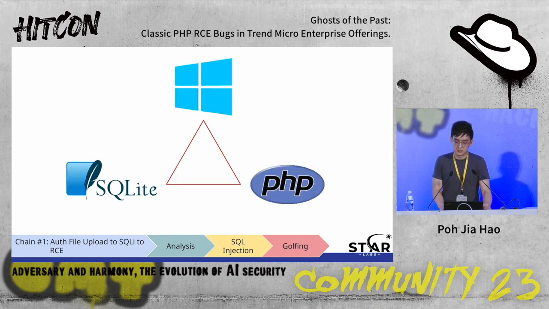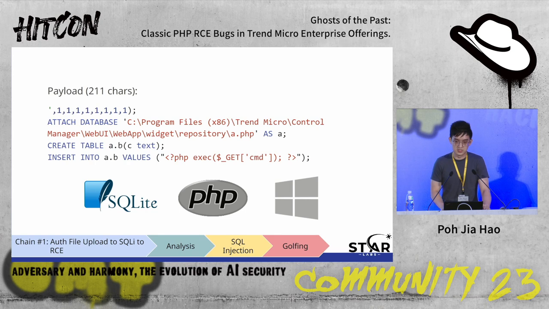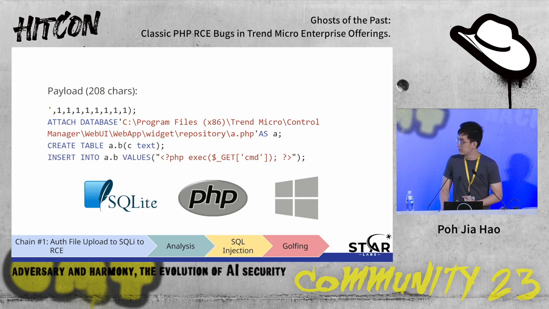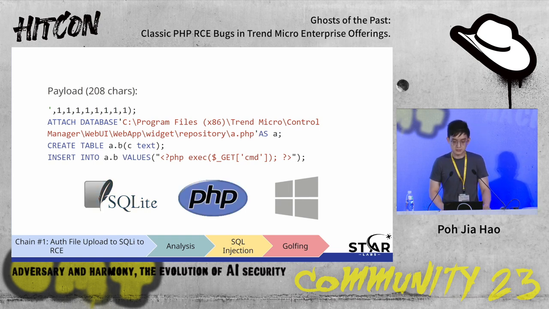Since the payload consists of components relating to SQLite, PHP, and Windows, we must be creative in order to reduce the payload size. So this is our current 211 character payload. Let's remove redundant spaces throughout the payload, and after minimizing it, the payload now looks like this. To maintain readability, I'm still showing the new lines, but the actual payload is in a single line.